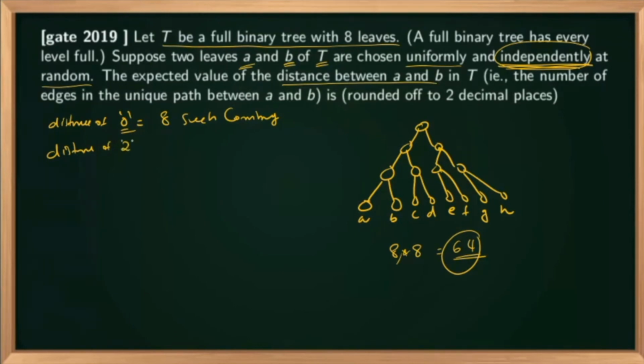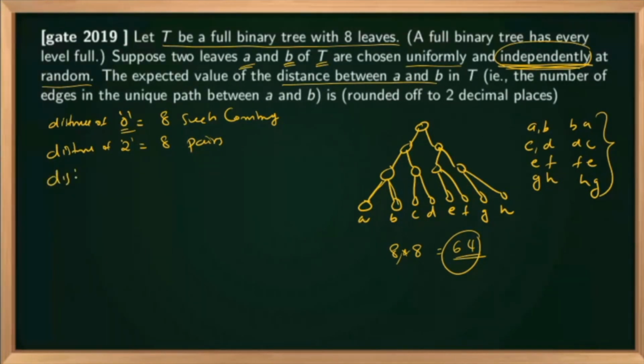Distance 2, it is there, right? If you take A and B, you can see the distance is 1, 2. Similarly, you can take C and D, or EF, or GH, or the reverse: BA, DC, FE, or HG. So with distance 2, you have 8 pairs.